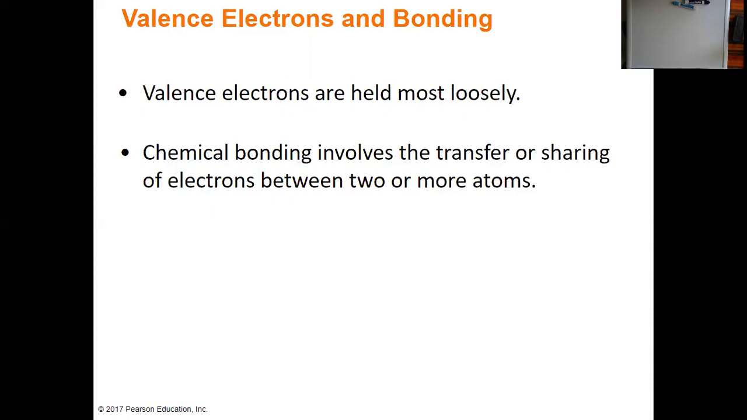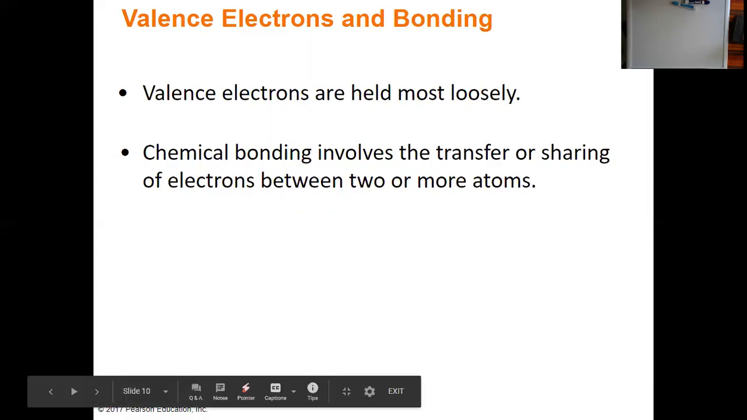Valence electrons are our outermost electrons, so they're going to be held most loosely by the atom. So all of our chemical bonding is going to involve transferring those electrons or sharing them. Because of these facts, valence electrons are the most important electrons in bonding, and Lewis' theory is going to focus heavily on the behavior of valence electrons in the bonding.